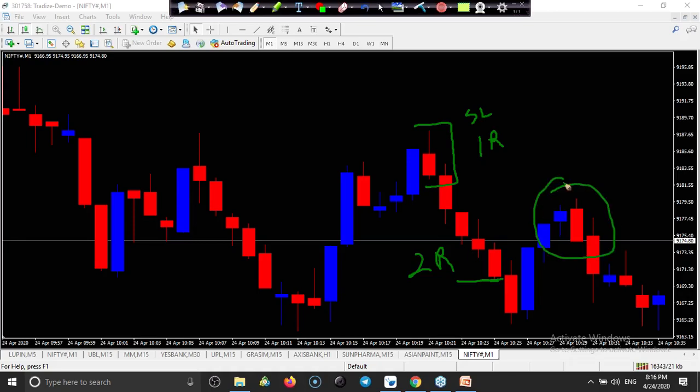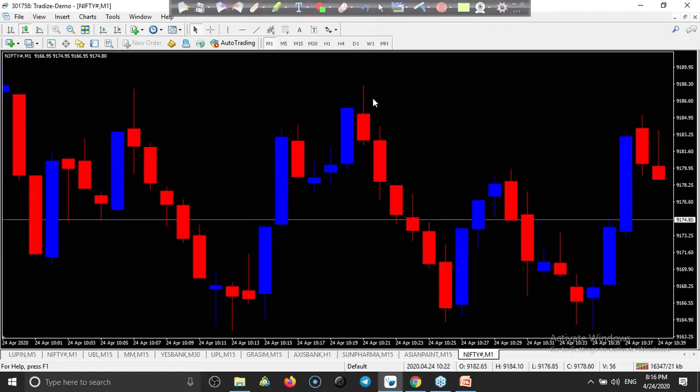We have seen this engulfing pattern. Place your sell order. Place your SL somewhere here, and give your profit around a 1:2 ratio. This is called 1, and this is called 2, and come out from the market. All right, so don't be confused.